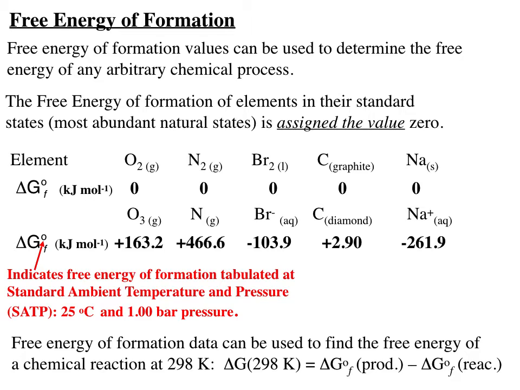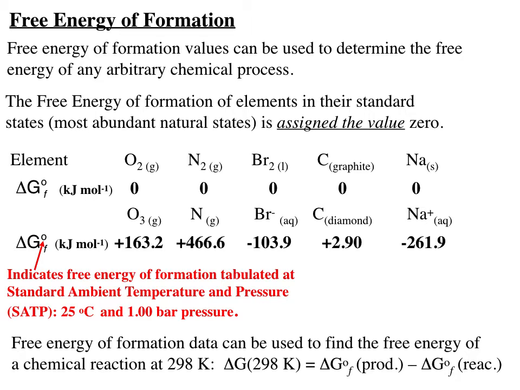Now there's a little superscript 0 attached to these delta G of formation values. That is because the delta G of formations are tabulated at standard ambient conditions. Standard ambient conditions means that the delta G of formation is tabulated for materials at 298 K or 25 degrees C and 1 bar, measured as the external pressure.